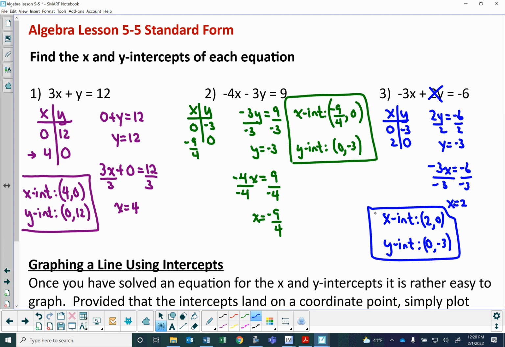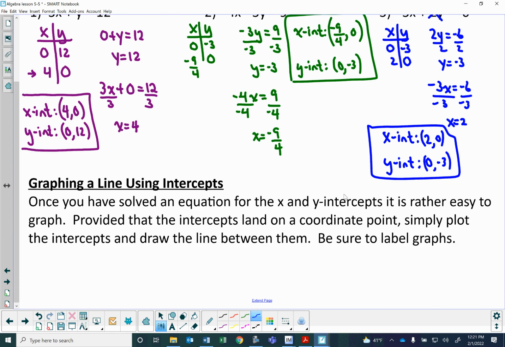Now the handy-dandy thing about intercepts is once you've found your intercepts, it makes it a little easier to graph your equations. Right? Once you have solved an equation for the x and y intercepts, it's rather easy to graph, provided that the intercepts land on a coordinate point. If they land on some obnoxious fraction like 3 1/17, you are not going to use the intercepts. If it lands on something like 3 1/2, yes, you can use a half. A half is pretty easy to graph. Some people can even graph quarters or thirds fairly accurately.